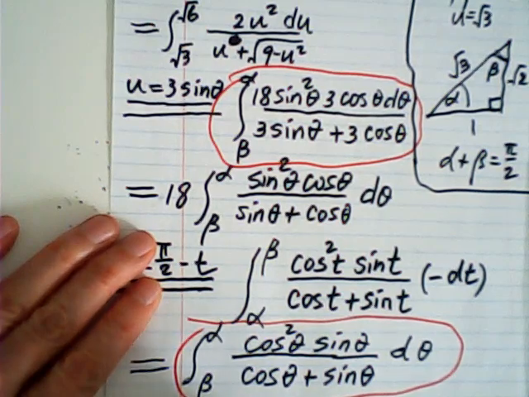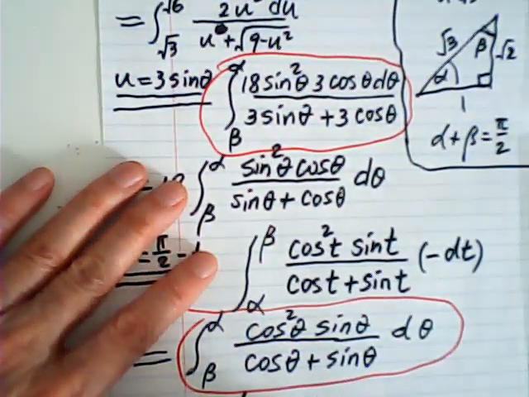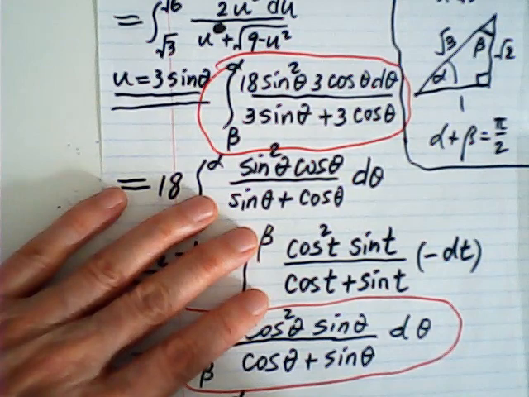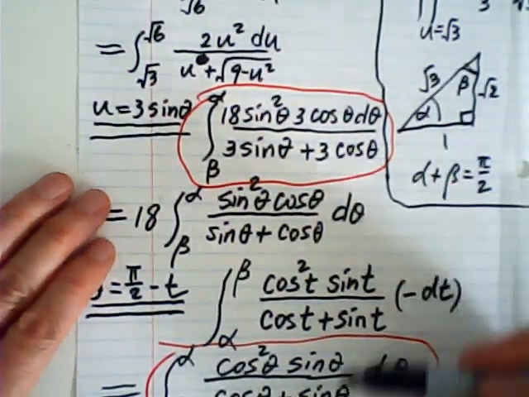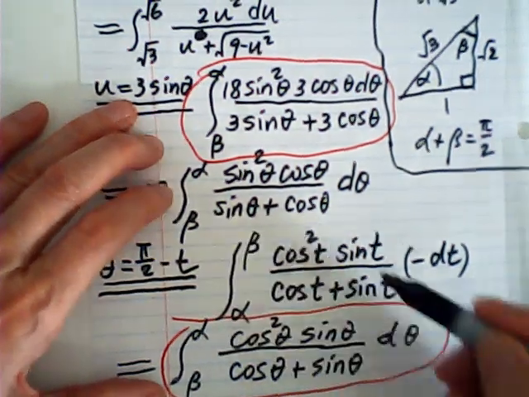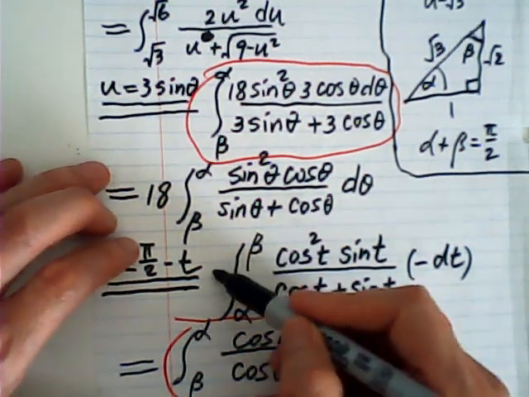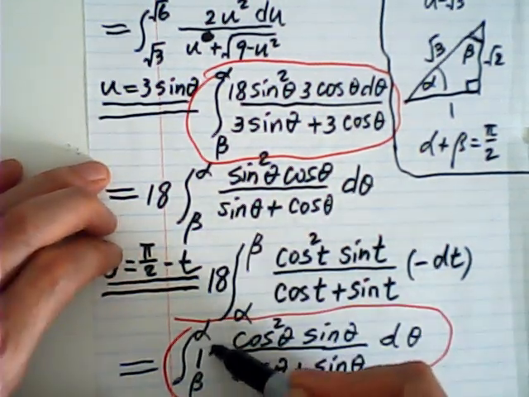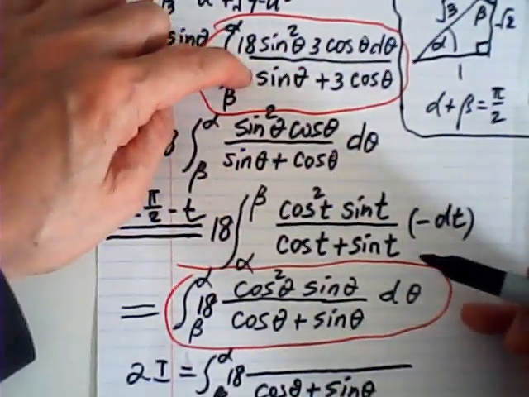Therefore, 2I is equal to this plus this, from beta to alpha. This plus this, right? Cosine theta plus sine theta. And this plus this. The 18 is out. Okay, 18 is there, right? 18 is out, and this plus this plus this.